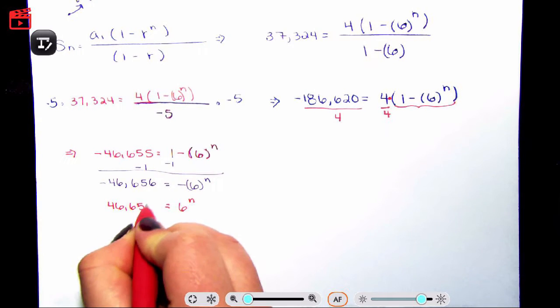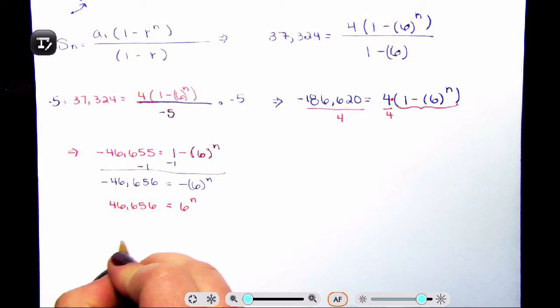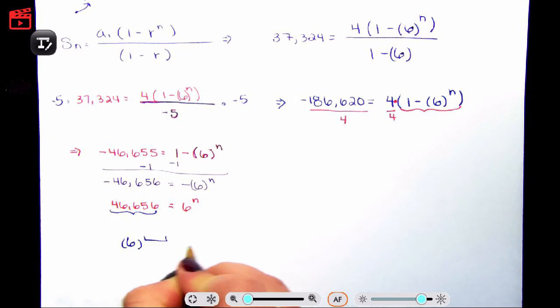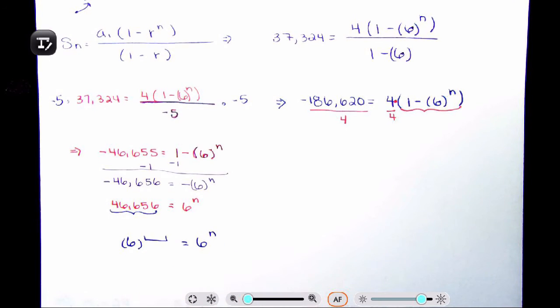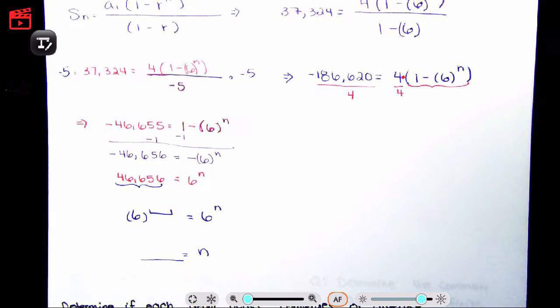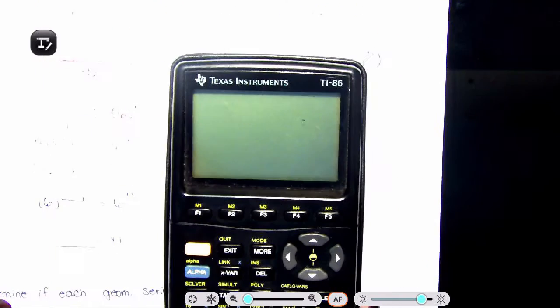At this point, you are trying to do the one-to-one property or the same base property where you're going to be rewriting this large number with a base of 6. Once you have the bases equal, you can then set the exponents equal to each other, and you're going to have your answer for your n value. So how do you find out what this exponent is? It's a marvelous game of guess and check.